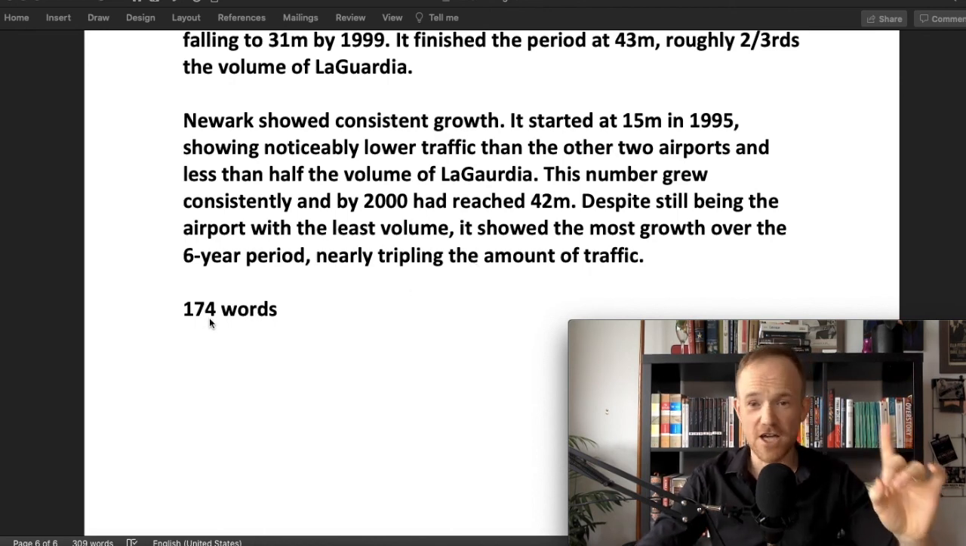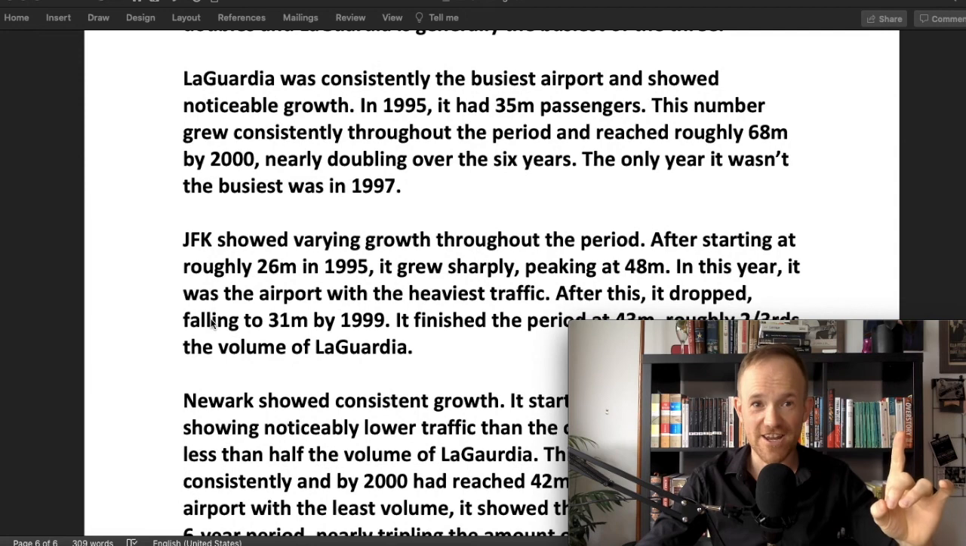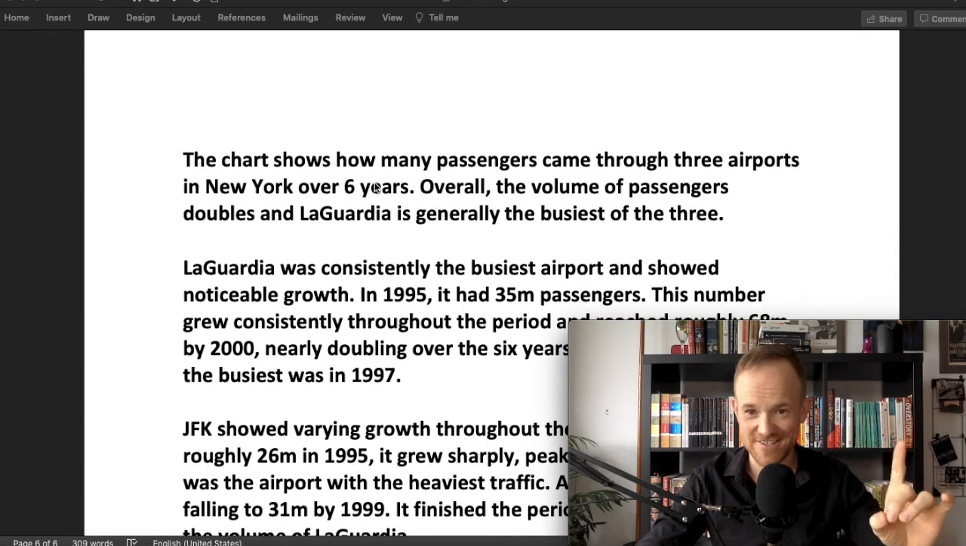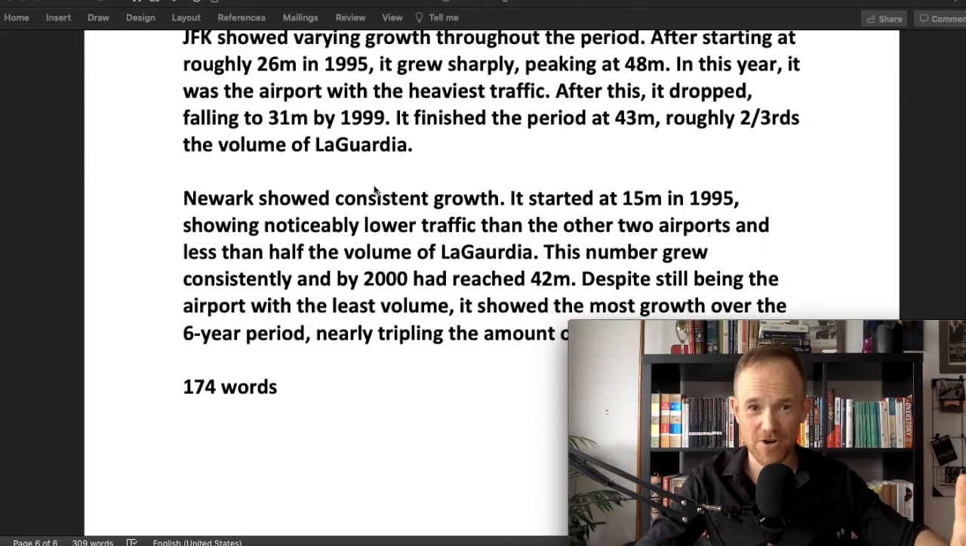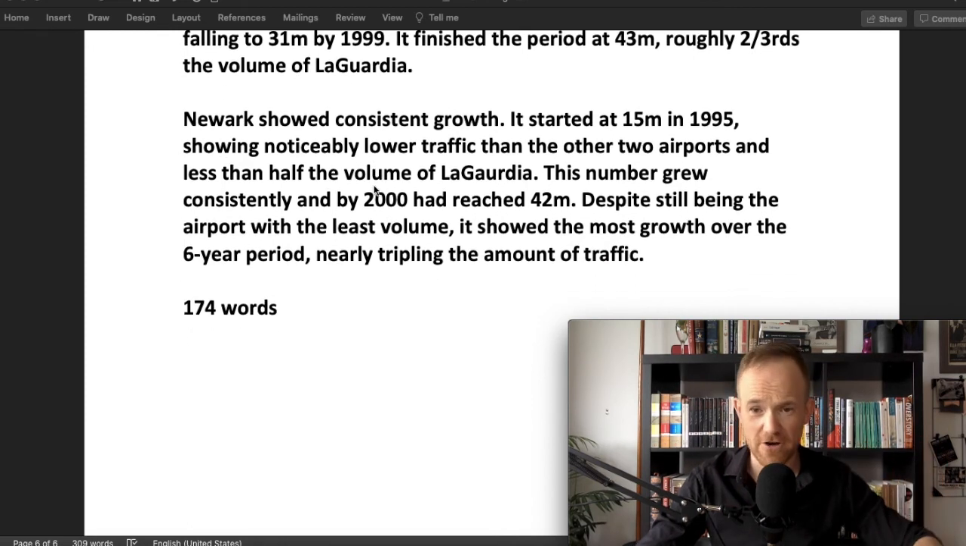There you go. That's 174 words, not including that first sentence here. So you've definitely got your word count, and you've got beautiful paragraphs, well organized and internally consistent.